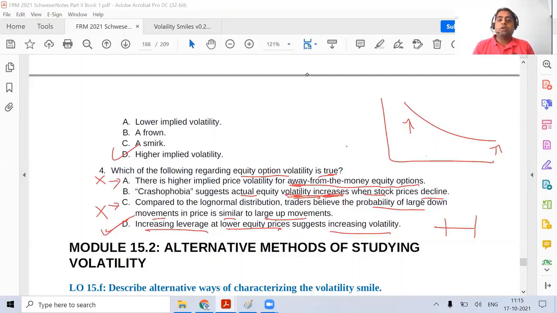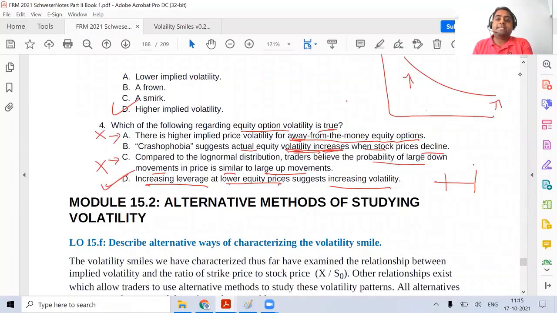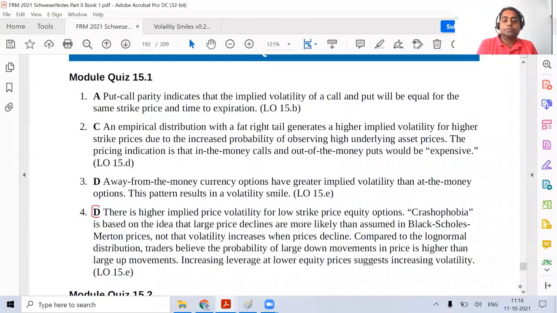Now, there were certain queries at the start. Yes, Dinesh, what is the query? For option D, crashophobia suggests that the actual equity volatility increases when the stock price declines. Okay, so when the stock prices are declining, the volatility would be low. No, I want you to read this line. The crashophobia idea is based on large price decline. They are not talking about volatility increase, right? So it is only about the decline in the price of the asset. Crashophobia doesn't talk about volatility. It only talks about what is happening when the prices are going down. Okay.